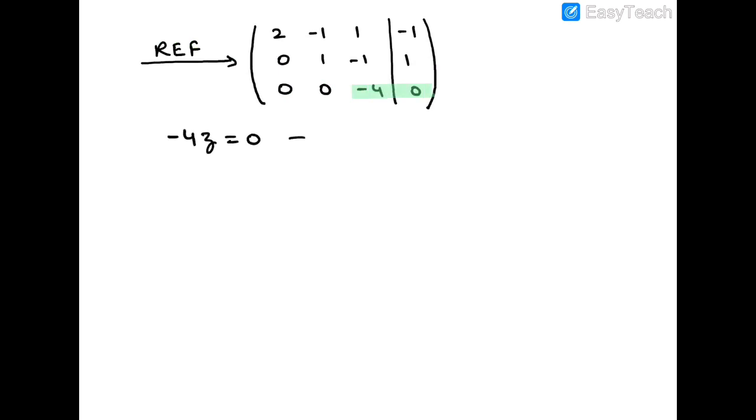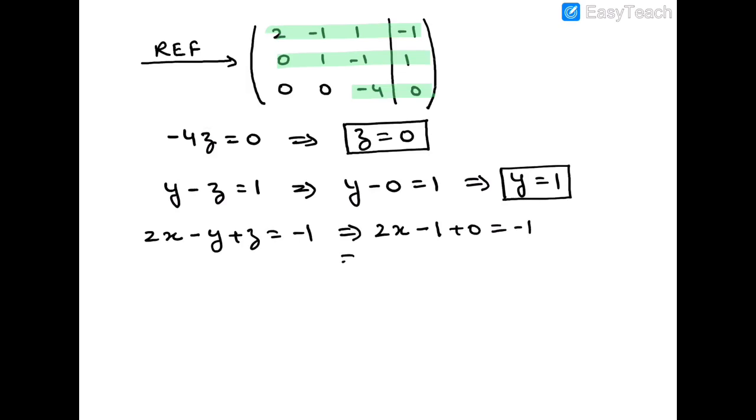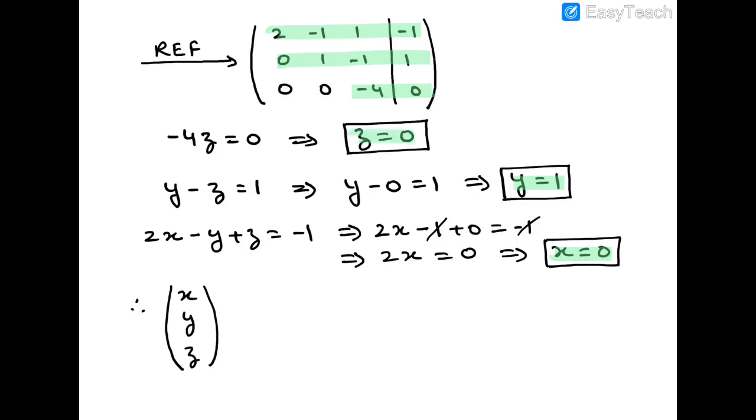Now from the third row, we get minus 4z equals 0, that is z equals 0. And from the second row, we get y minus z equals 1, that is y minus 0 equals 1, that is y equals 1. And now from the first row, we get 2x minus y plus z equals minus 1, that is 2x minus 1 plus 0 equals minus 1. Minus 1 gets cancelled, so we get 2x equals 0, that is x equals 0. Therefore, x equals 0, y equals 1, and z equals 0. Therefore, we can write it vertically as x, y, z equals 0, 1, 0.